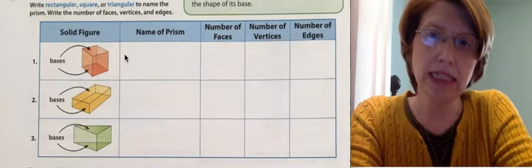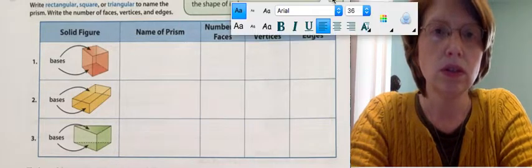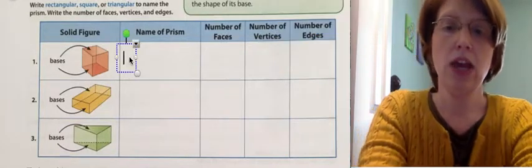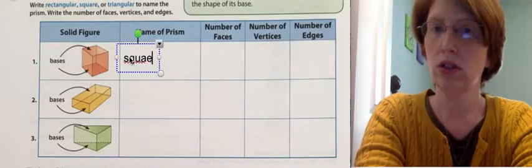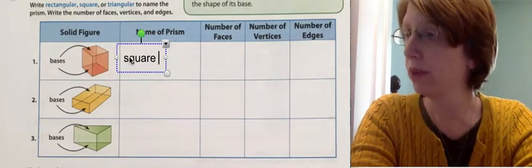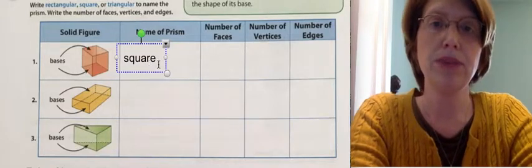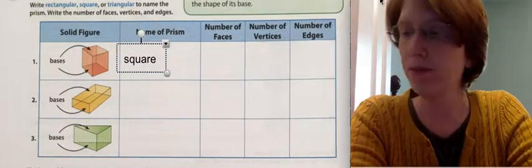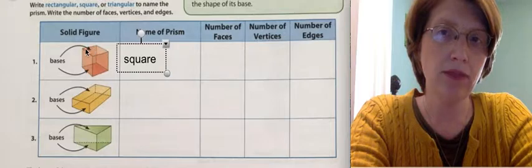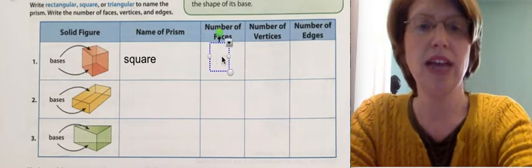This is the base and this is the base. So this is going to be a square. It's a square prism, but we can just write square there because that's the name of the prism. How many faces does it have? If it's got a top and a bottom, and then it has one on every side all the way around, that's 4. So 4, 5, 6. So that's 6 faces.